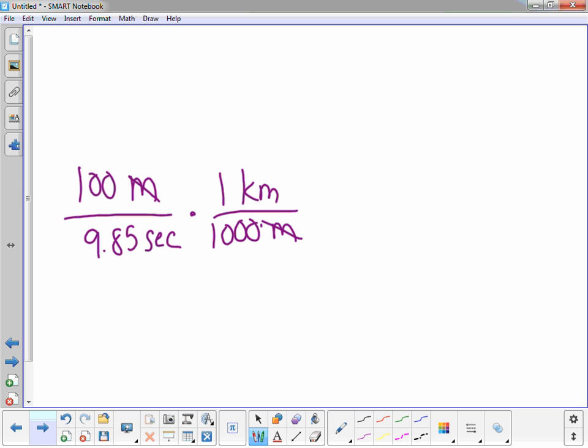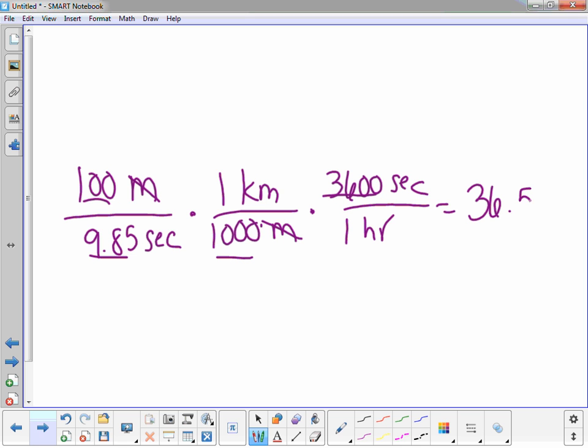So now I've canceled out that meter label, which is good. But now I have to get my hour label. So I need to figure out how many seconds are in an hour. Think about it this way. 60 seconds in a minute, and then there's 60 minutes in an hour. So that's 3,600 seconds per hour. So again, you're just going to multiply and divide all of that. And then you're going to end up with 36.55 kilometers per hour.